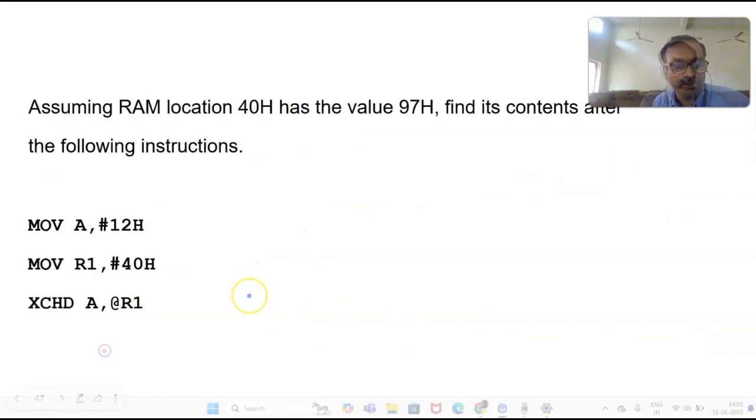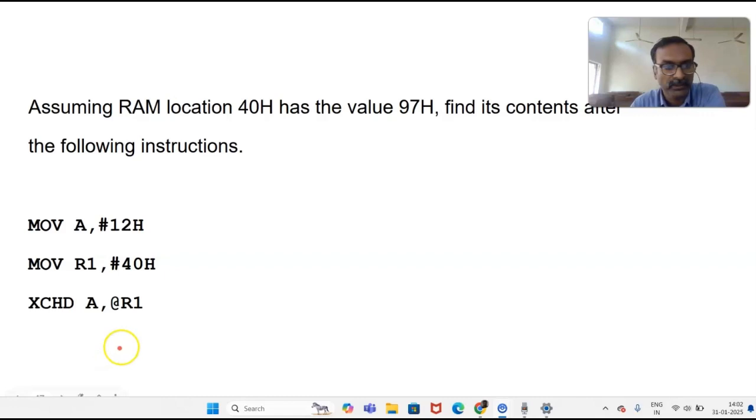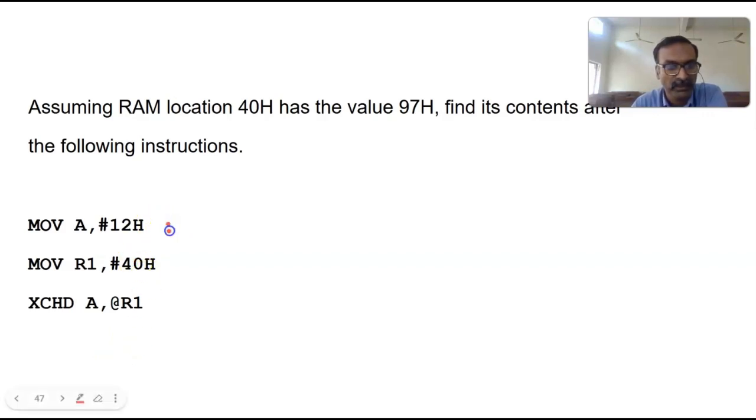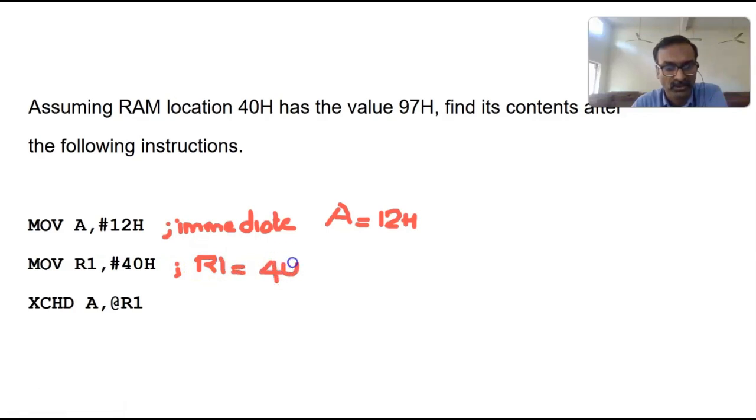Now let us do a problem. Assuming RAM location 40H has the value 97H, find its content after the following instructions. Here we can see the first instruction is an immediate move, so A will have the value 12H. Now the second instruction is MOV R1 comma #40, so R1 will have the value 40H.